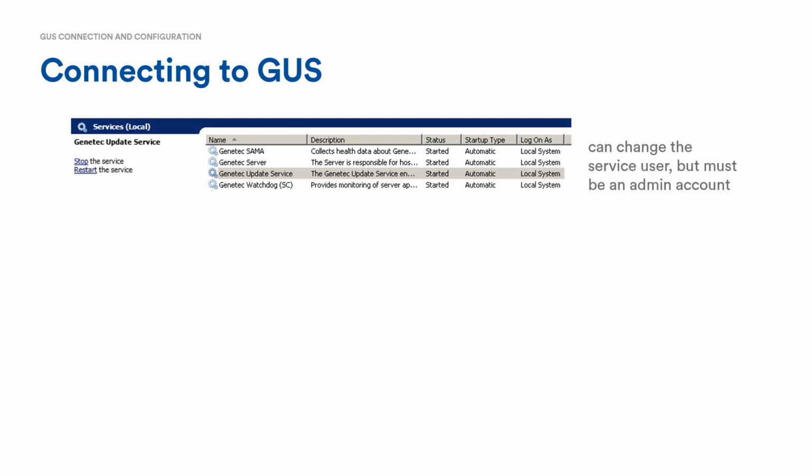GUS is a Windows service that runs under the local system account by default. This can be changed in Windows, but you need to make sure the service is being run by an admin account.